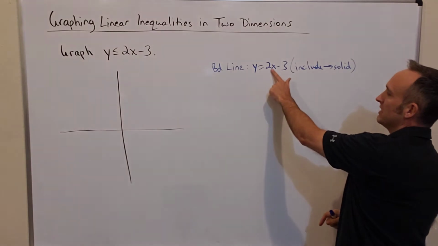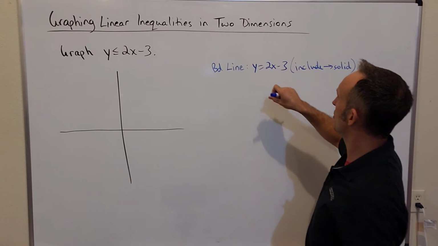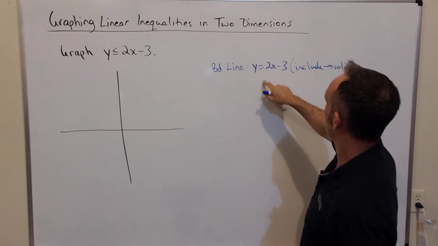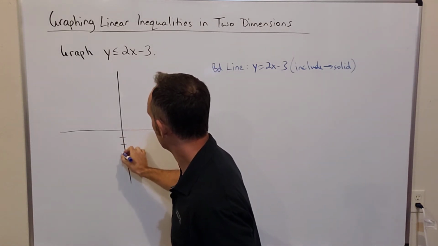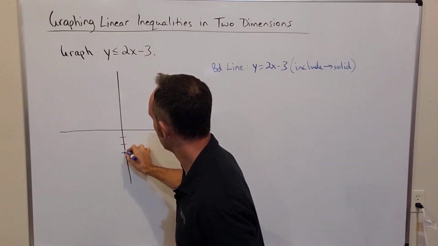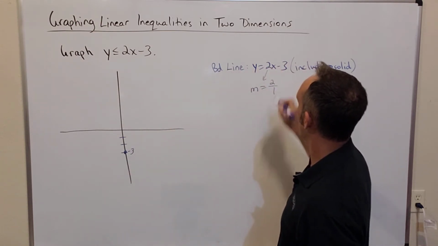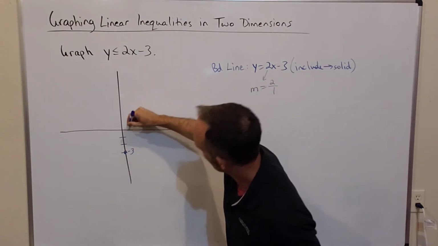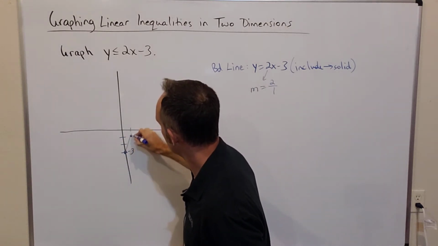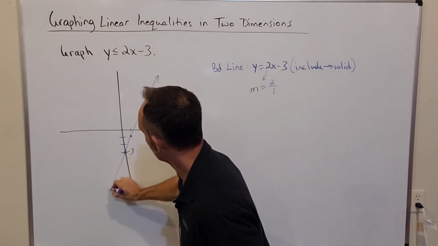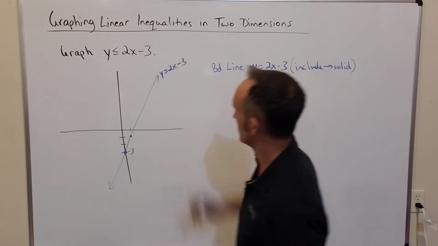And the way to graph this is your mx plus b, right? This is your mx plus b. And so let's go ahead and plot it out. The y-intercept is -3. So there's -3. We could plot that point. And our slope is 2 over 1. So I'll rise 2 and run 1. And our graph roughly looks something like this. And it's a solid line, not a dashed line, as I said. So our boundary line is y equals 2x minus 3.